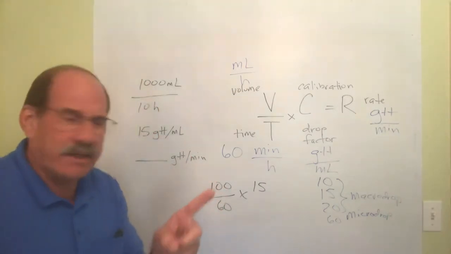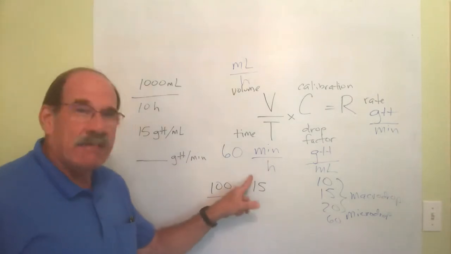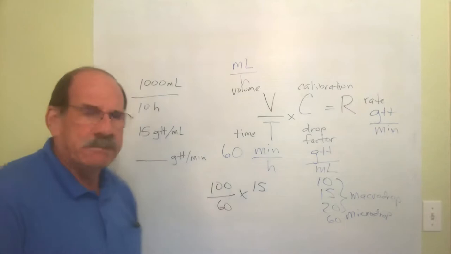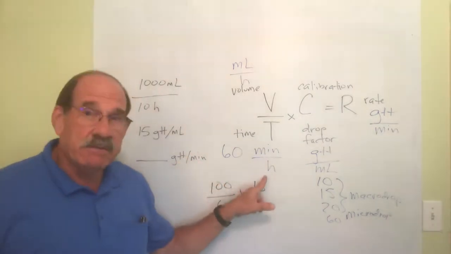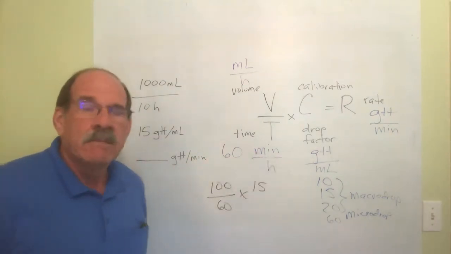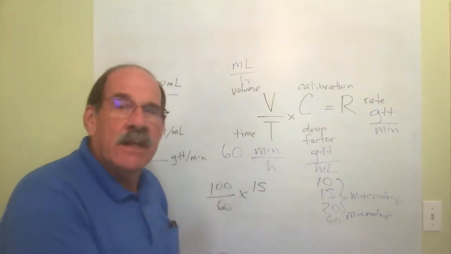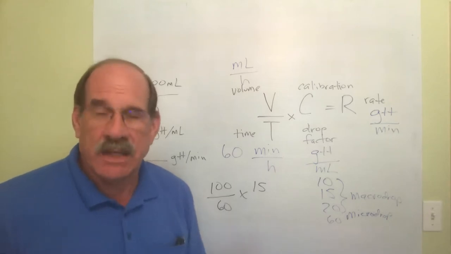You could sort of kind of do 100 divided by 60, then times 15. Don't do that. No, stop. We could do 100 times 15 and divide by 60, but don't do that either. Here's what you're going to do. Here's why it's so simple. Here's why it's been around for decades before calculators were even invented.